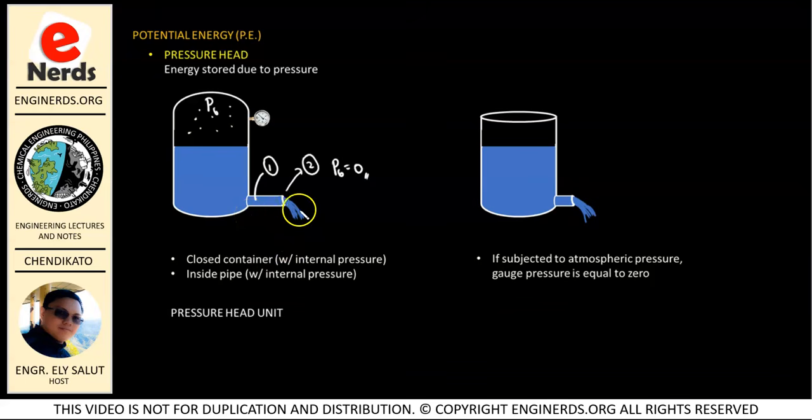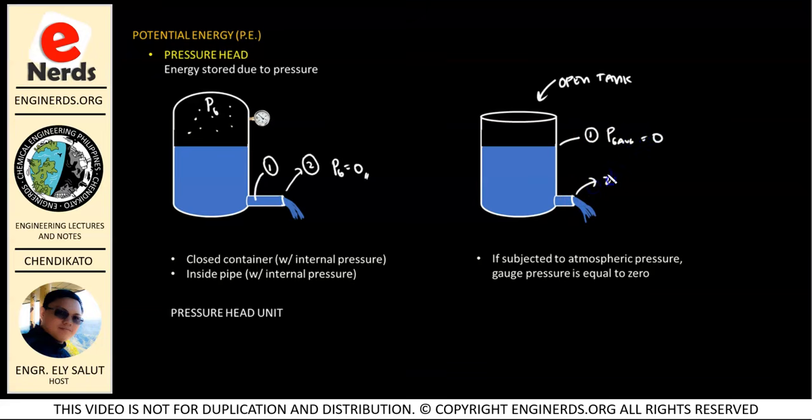So it is no longer subjected dito sa ating internal pressure. Okay? So I hope you understand that. So that is why if it is subjected to the atmospheric pressure, our pressure gauge is equal to 0. Okay? So that means if we have an open tank container here, that means this whole area is subjected to atmospheric pressure. So if this is our point 1, so here our pressure gauge is also equal to 0.